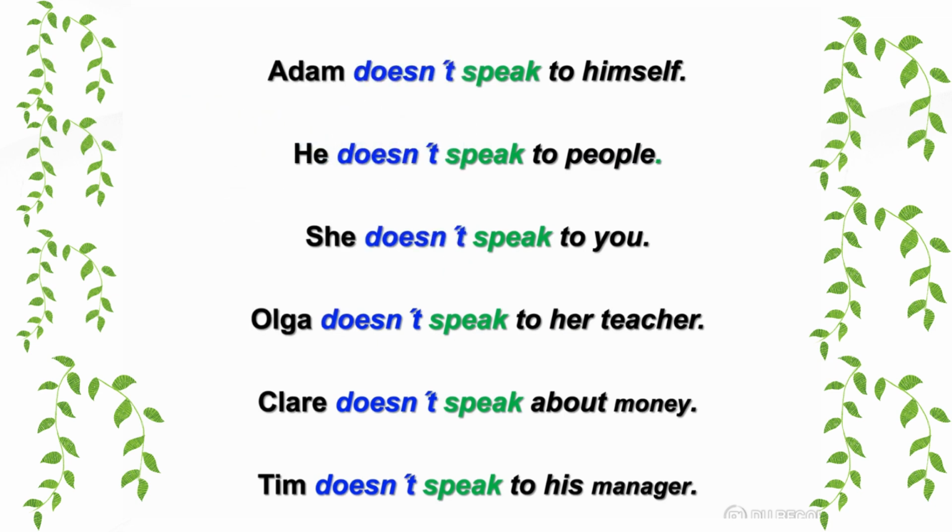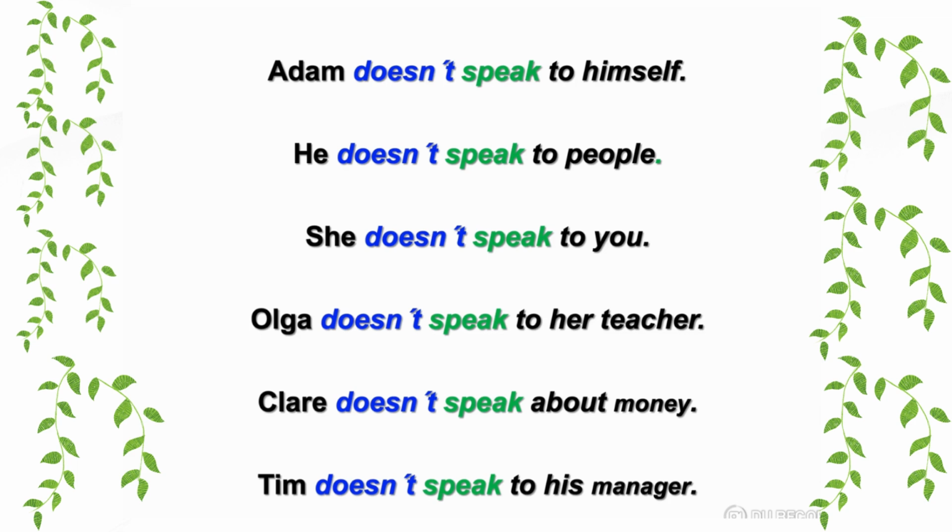Of course, we don't have S because we are in the negative form. So Adam doesn't speak to himself. He doesn't speak to people. She doesn't speak to you. Olga doesn't speak to her teacher. Claire doesn't speak about money. Tim doesn't speak to his manager.